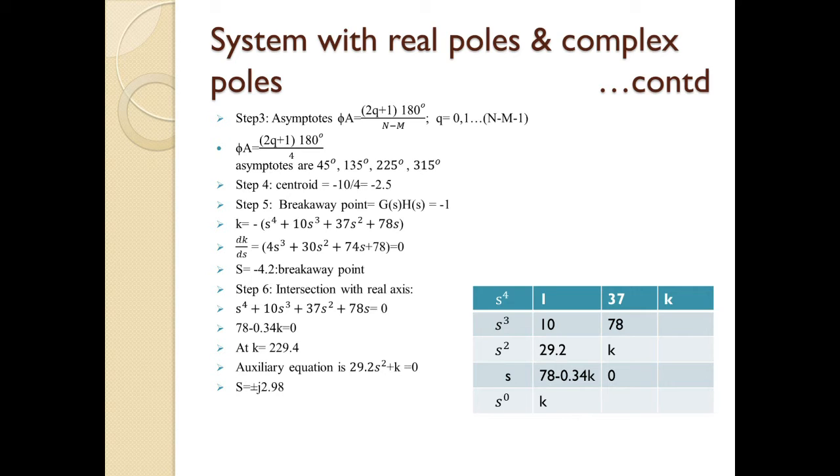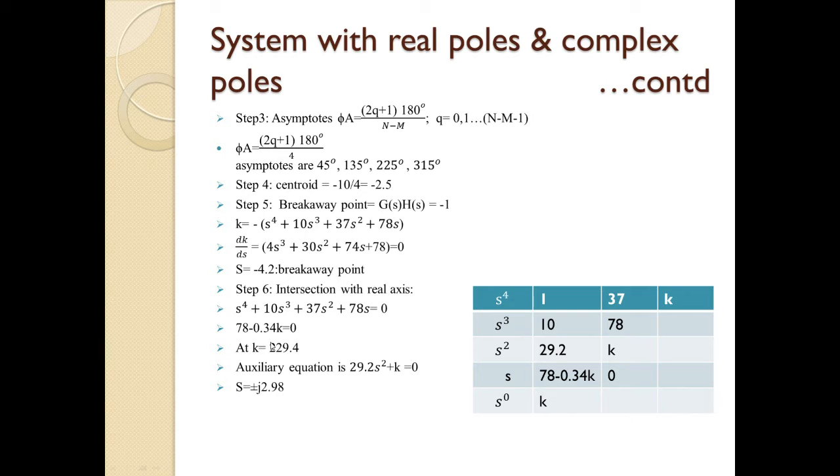So the solution of this dK/ds equal to 0 becomes s equal to minus 4.2. To solve this dK/ds equal to 0, I have used the trial and error method. So minus 4.2 is the breakaway point. Next, we need to find out the intersection of root locus with the imaginary axis.